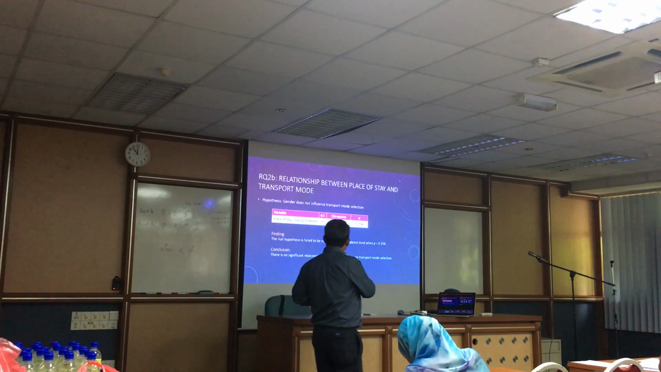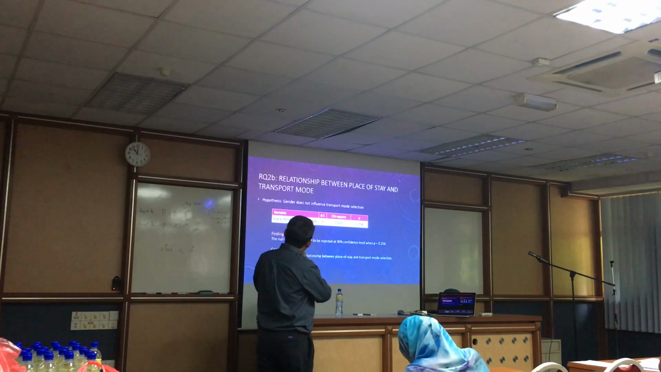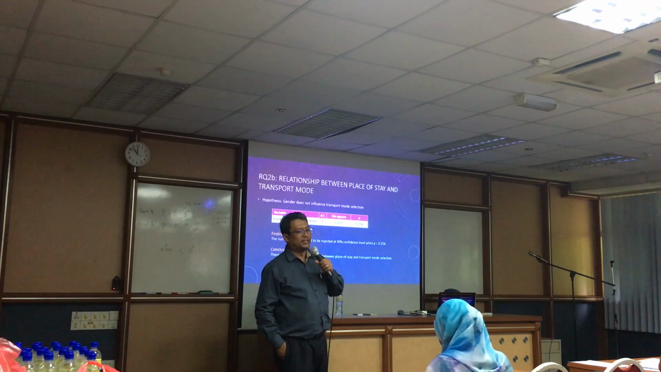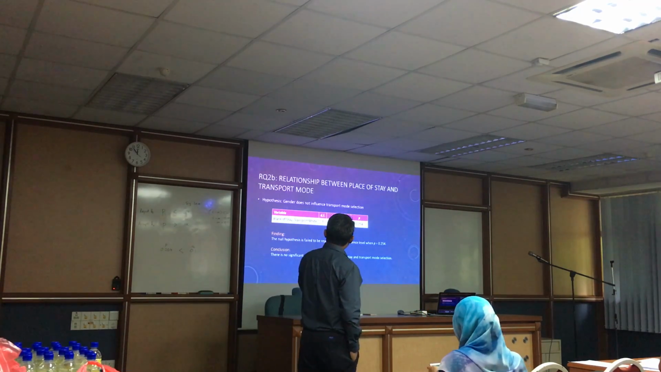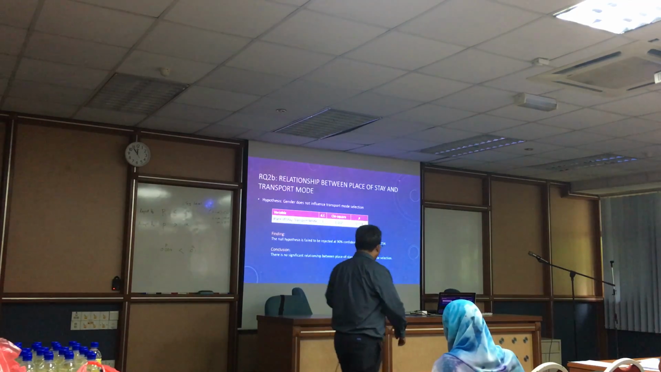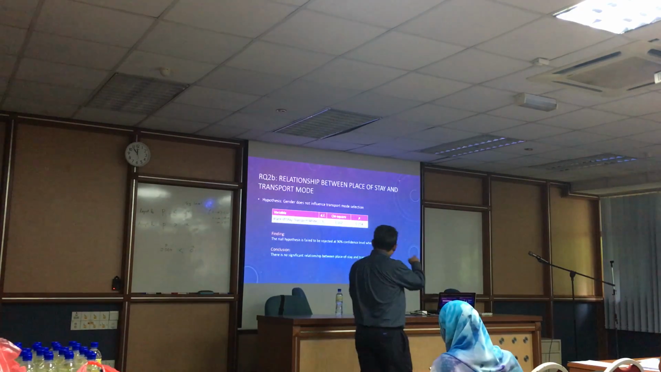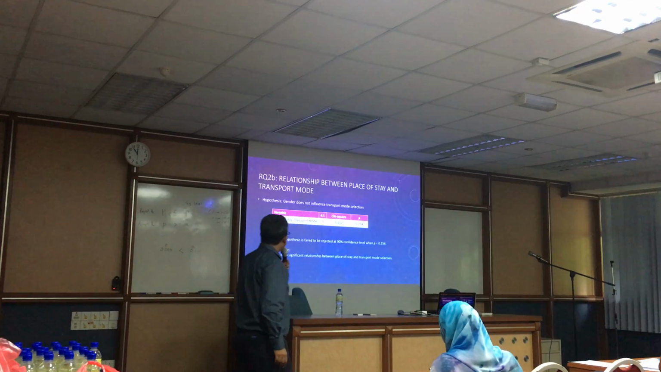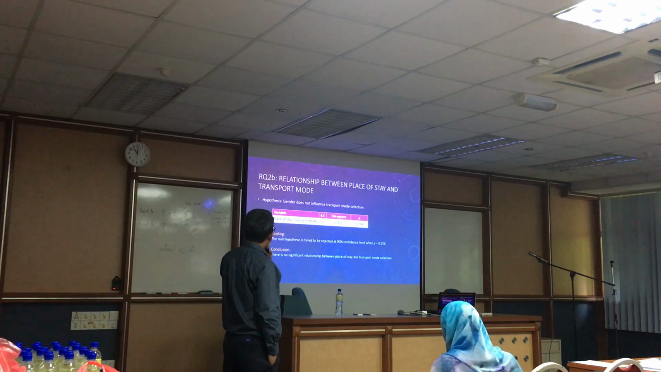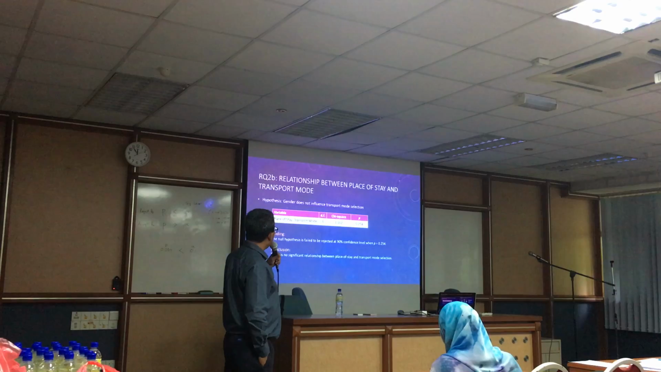This is for 2B. 2B should not be gender but place of stay. You know that I copy and paste, so the hypothesis should be place of stay. I will correct that later. Place of stay does not influence transport mode selection. So the variables are place of stay and transport mode.